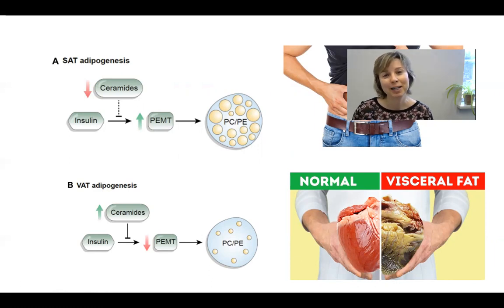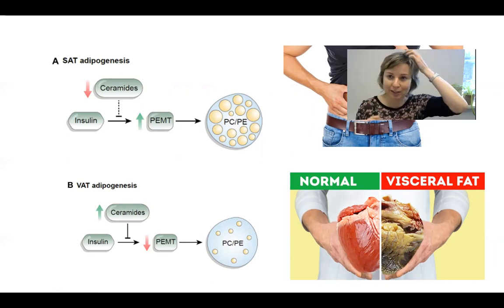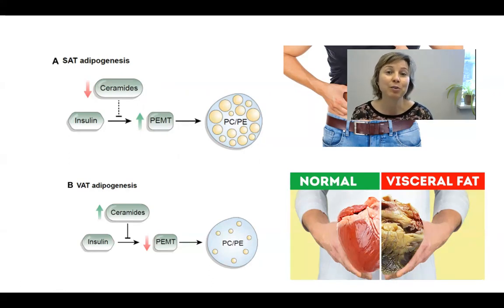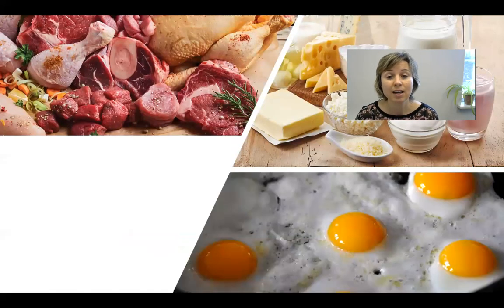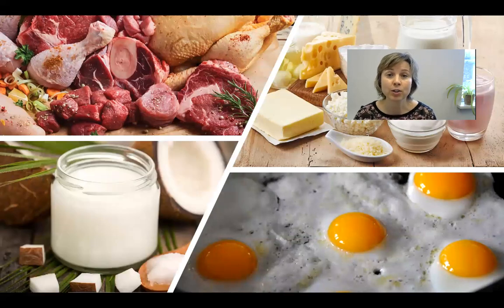So what does it mean in practical terms? First of all, if you care about your waistline, it's a good idea to limit your fat intake in general, but you need to limit some of the fats more than others. Which are the fats that you need to be concerned with the most? It's the saturated fat coming from meat, dairy, especially cheese, but also eggs, and tropical oils such as coconut oil or palm oil.